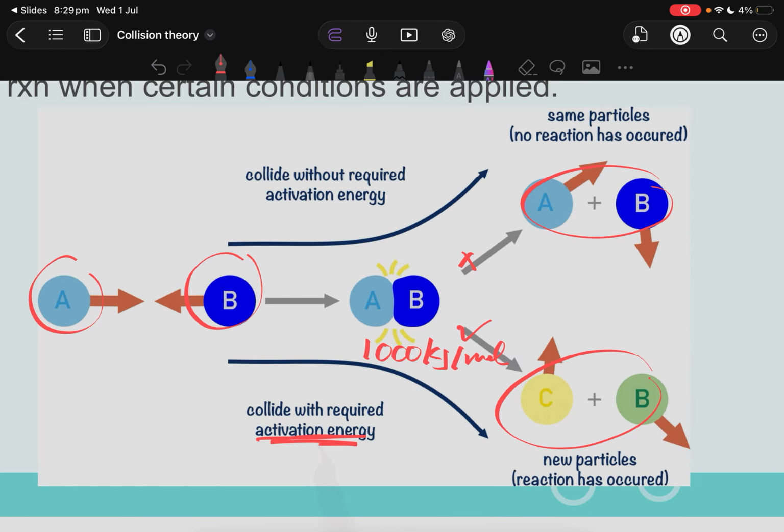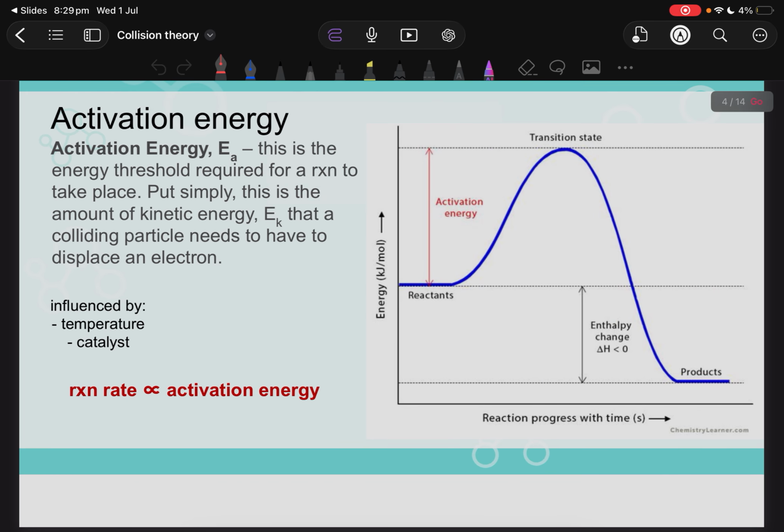So the activation energy is the minimum energy required for the reaction to happen. The energy threshold, as we like to say. So here is our normal activation energy profile. We look at our reactants down here in the bottom. This is the number we were talking about before, right? The 1,000 kilojoules per mole. I need to overcome it for my products to form.